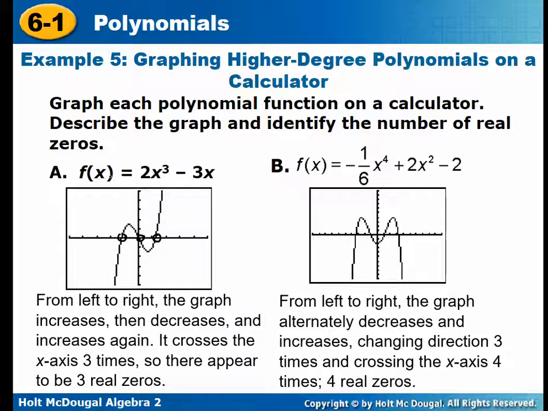So in A, we have 2x cubed minus 3x. So we graph this using either Desmos or Sketchpad or your graphing calculator. And to describe it, we might say, well, let's see, from left to right, first it increases, right? And then it reaches this little peak, and then it starts to decrease, and then it increases again. It crosses the axis 1, 2, 3 times, so there appear to be 3 real zeros. In B, we could say, well, first it increases, then it decreases, then it increases, then it decreases. And it crosses the x-axis 1, 2, 3, 4 times, so there are 4 real zeros.